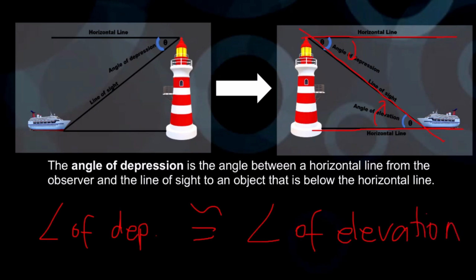Ayan po, di ba po? The interior angles of a transversal line are congruent. Since this angle of depression and angle of elevation here are interior angles of our transversal line, congruent po or equal po ang kanilang measure. Naintindihan po? Okay, next.